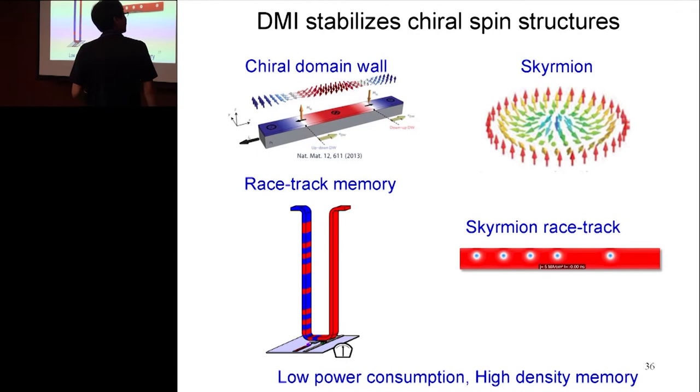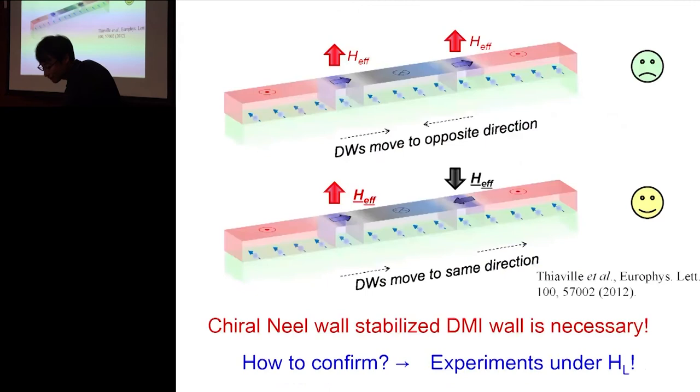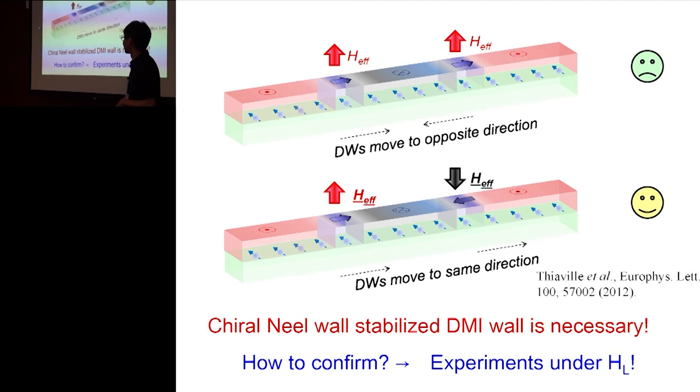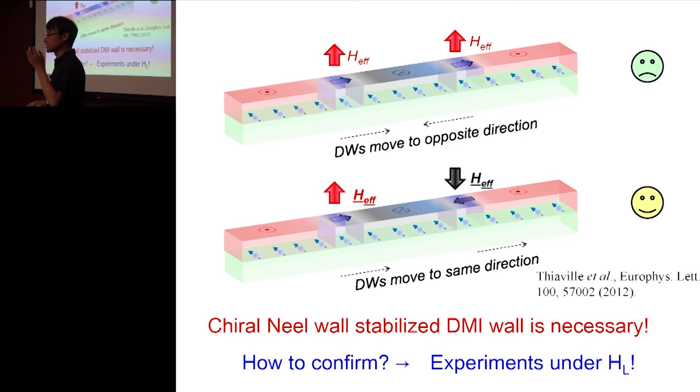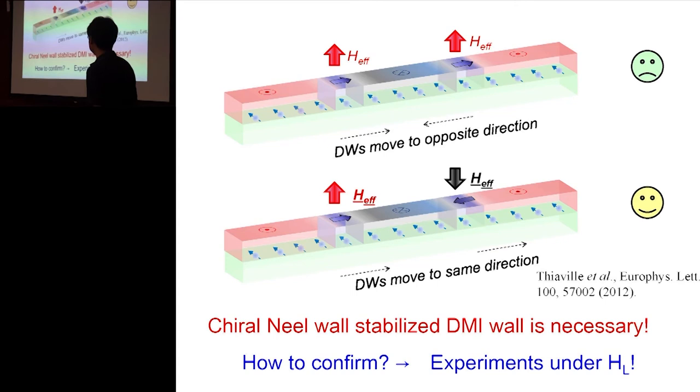So by using this kind of chiral structure, maybe we can have this kind of memory. Then, again, according to the proposal by Thiaville, there should be chiral Néel-type domain walls in our device. But how to confirm? Again, it's very simple. Just do the current-induced domain wall motion under an external field, which is parallel to the y-axis. So what's happening?